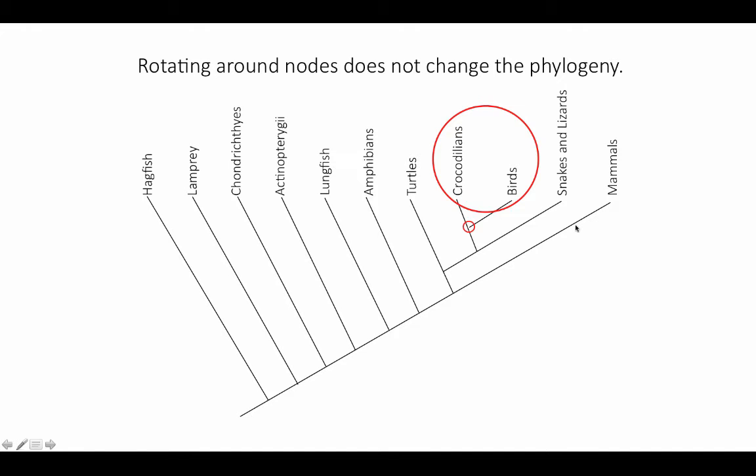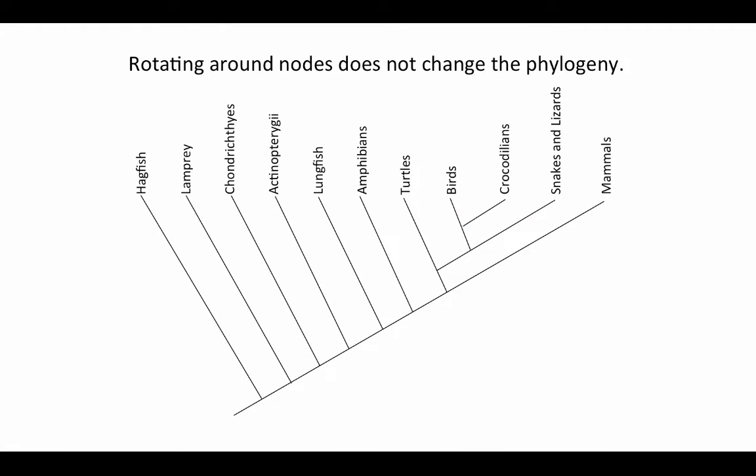So if we look at this node here, a very simple one, crocodiles and birds, we can switch that around and now have birds on the left and crocodiles on the right. We may think of birds as being more highly evolved or more derived, but that does not mean that it has to be further to the right on this phylogenetic tree. Those can be switched around and it means exactly the same thing.